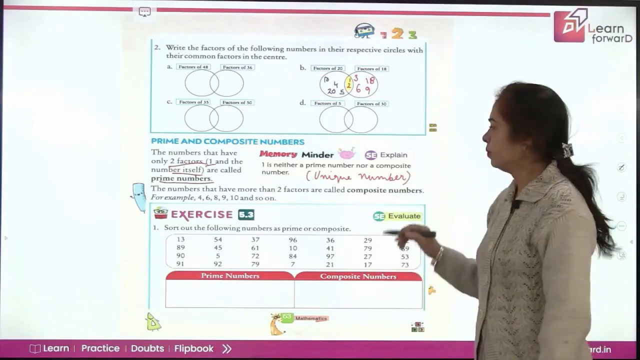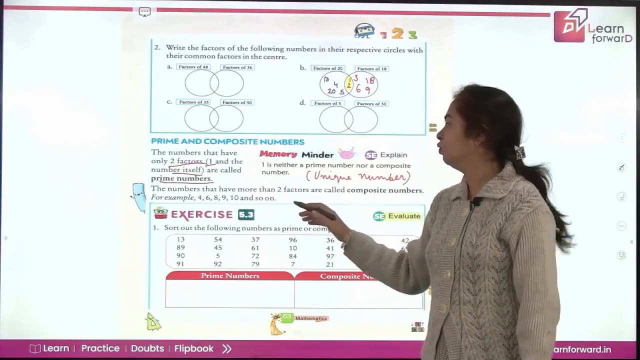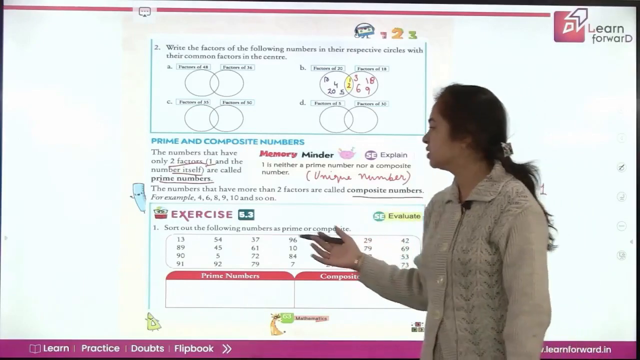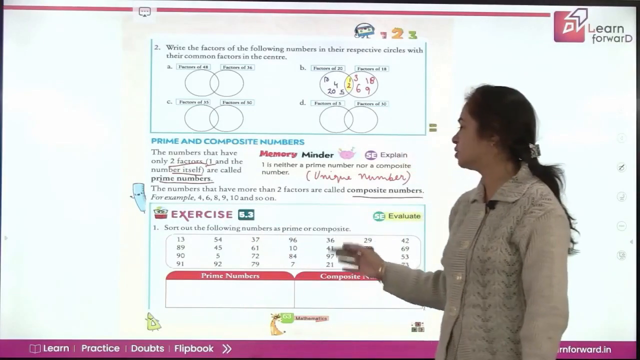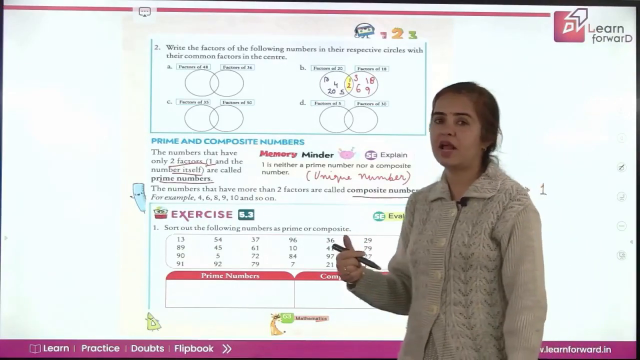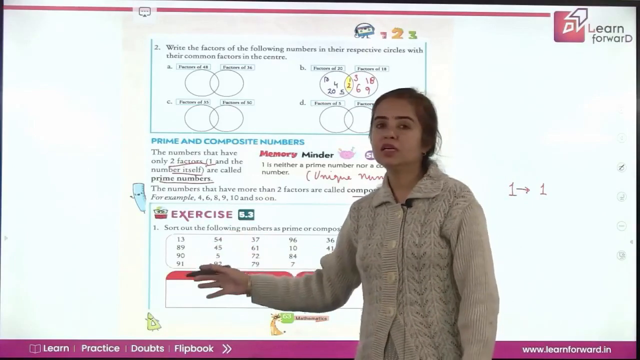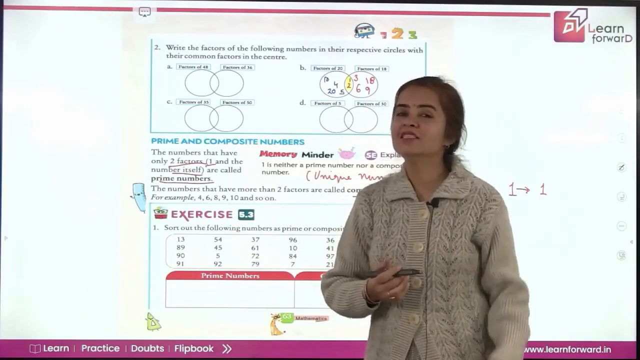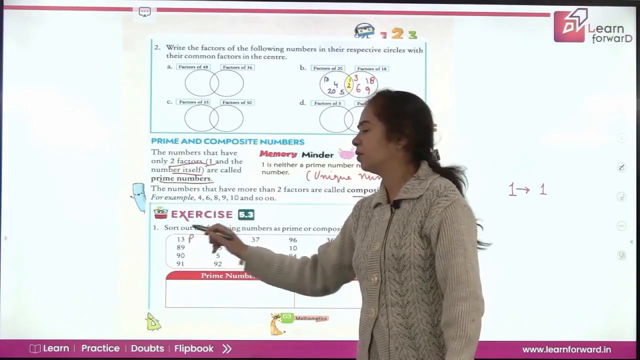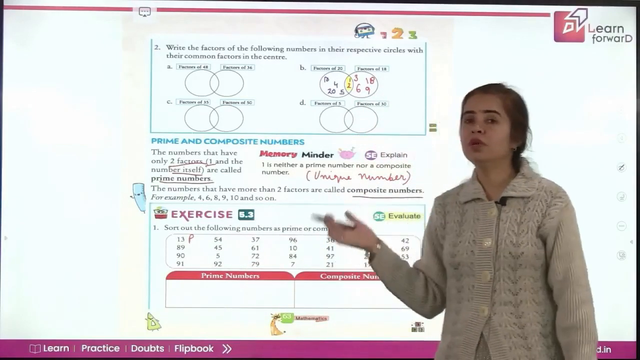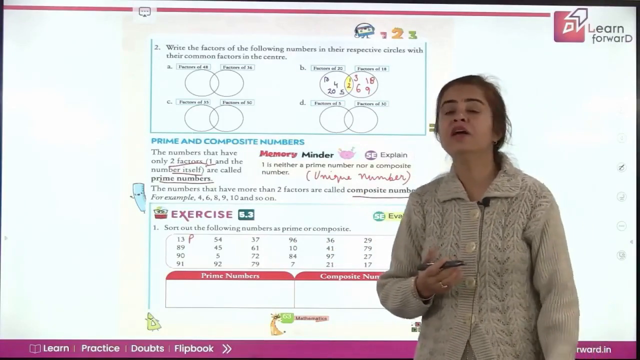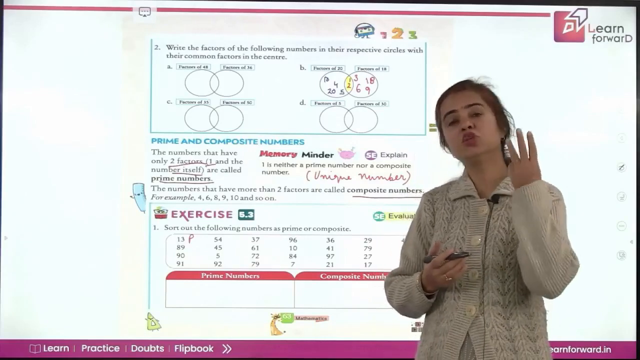Now the numbers that have more than two factors are called composite numbers. So here we have an exercise for you. Sort out the following numbers as prime or composite numbers. So we'll just see how many factors that number has. 13 we have already done. It is 1, 13, only two factors. So this is your prime number. Now it's not possible to list all of them, but what you have to remember is composite numbers should have at least three factors. They should be more than two.